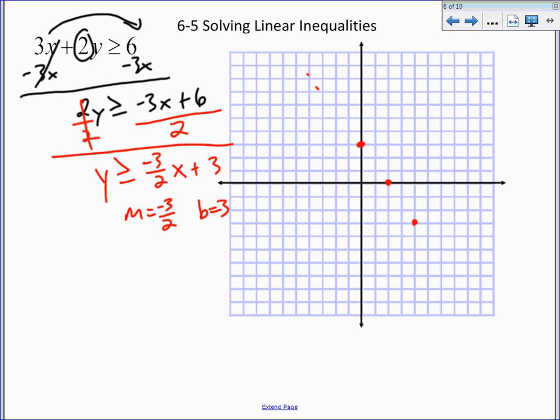Okay, let's see if I can create my line. I need to connect the dots. Because it has an equal to sign, we know it's going to be a solid line. Okay, that's not too bad. And then I need to pick my test point. Again, 0, 0 is clearly off the line. That's always the easiest test point to pick, so I'm going to use that.